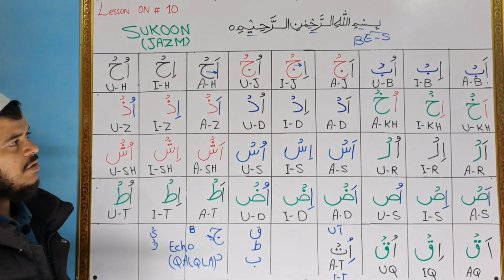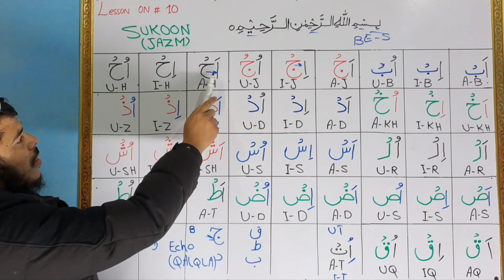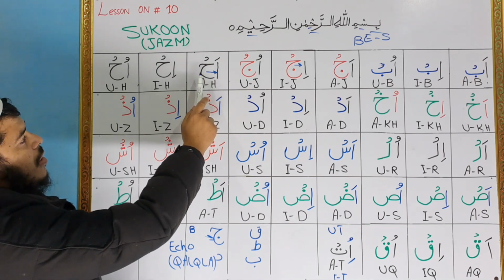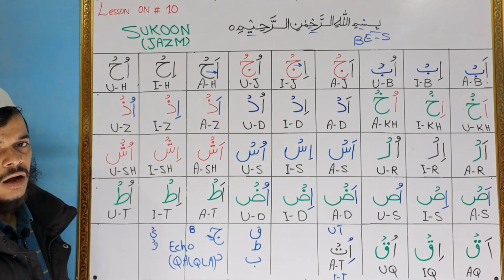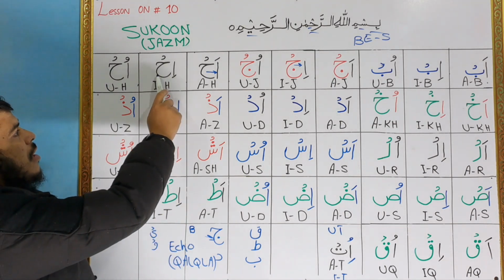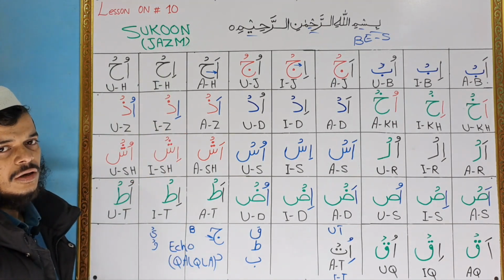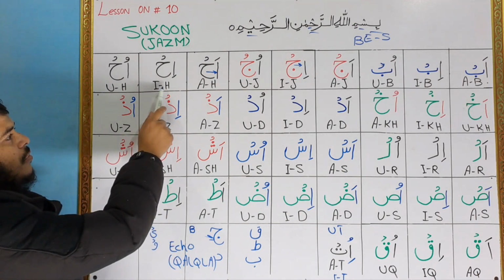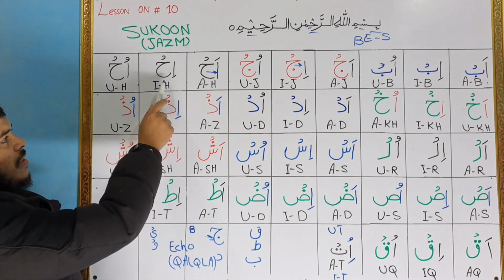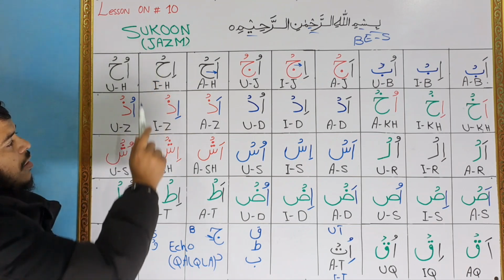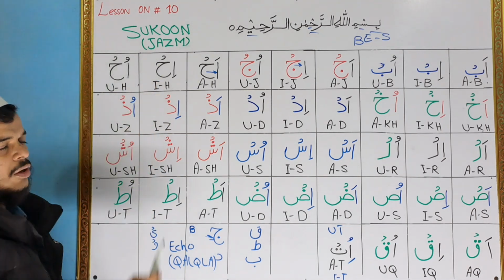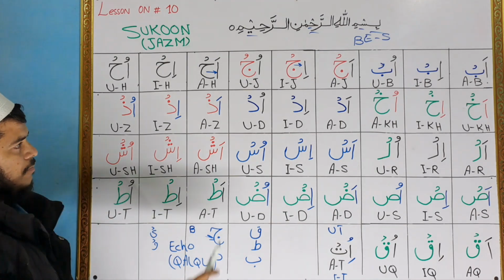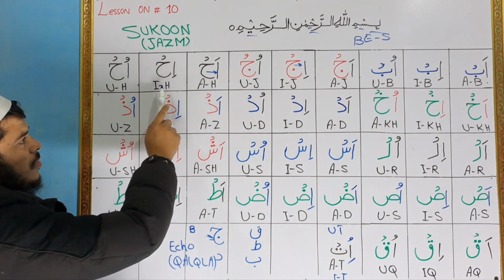Okay, next ha. Alif or hamza ha fatha ah, hamza ha kasra ih. You see this sound, each letter is getting it because of the ha sound. Alif or hamza ha dhamma uh, ah, ih, uh.